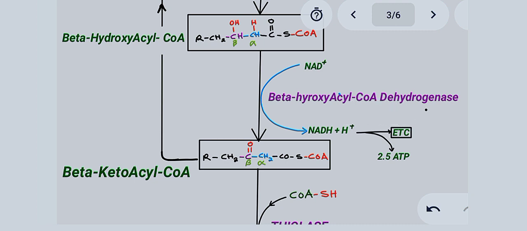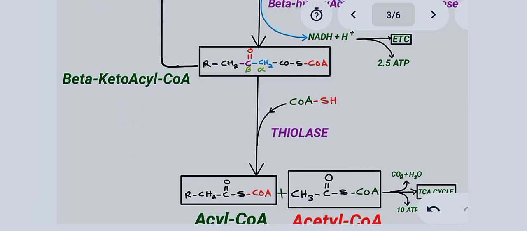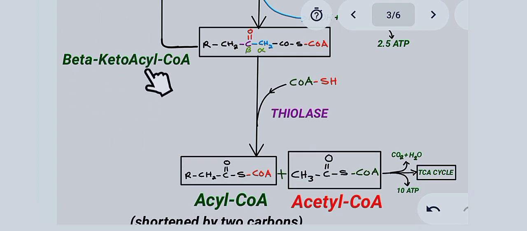Now, why are we producing NADH? Definitely we know NADH is a very powerful electron carrier. So it can go to electron transport chain and will produce 2.5 ATP. Wonderful. Let's see in step 4. In step 4, we are going to break down beta ketoacyl CoA into two important molecules. One is called acyl CoA, the other one is called acetyl CoA. The enzyme that's here is called thiolase. So what's going to happen is that thiolase is going to break down this molecule to form acetyl CoA.